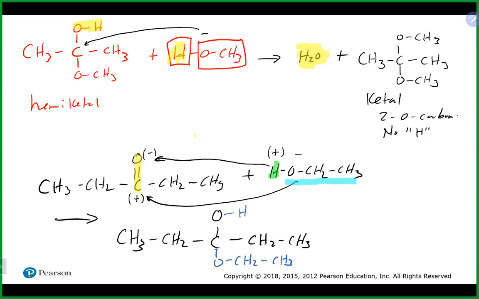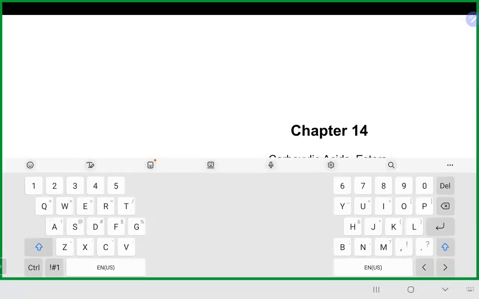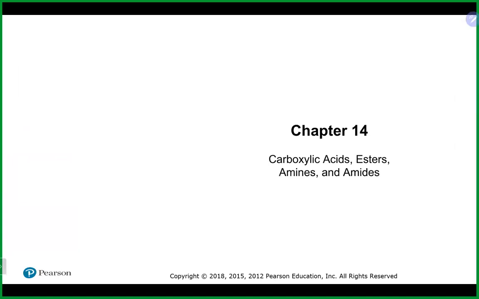We are off to the final chapter of organic, provided I can find it. Okay, let us take a look here. So chapter 14 is pretty much everything else. So we have carboxylic acid, we have esters, amines, and amides. So we have some nitrogen containing groups, which is our amines and our amides, and our carboxylic acids, which we saw, and our esters, which kind of look like carboxylic acids as well.